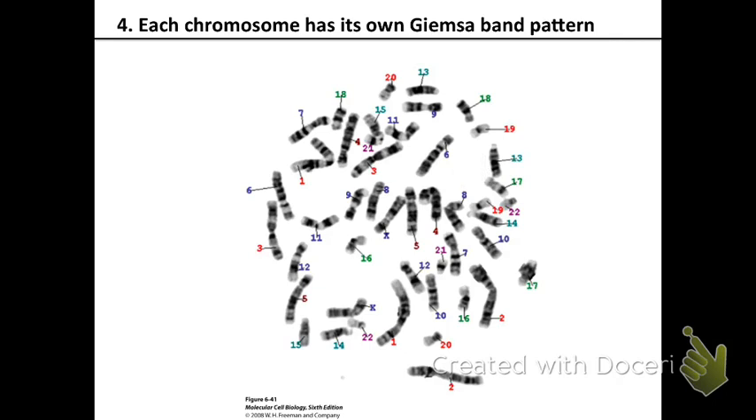And if it's a female, there's going to be 2 copies of the X, and if it's a male, it's 1 copy of X and 1 copy of Y in normal cases.